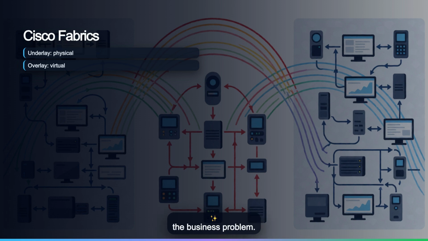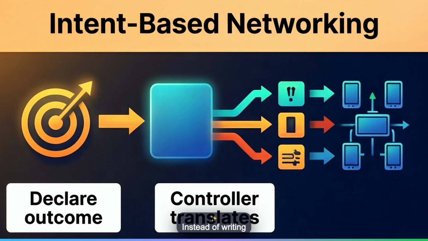Now, return to the business problem. Instead of writing QoS commands on individual switches, an engineer can state an intent. Video conferencing must receive priority over less time-sensitive traffic. Intent-based networking lets the controller translate that outcome into the required policies and configurations, deploy them consistently, and help verify the intended state. It does not mean the engineer stops thinking.